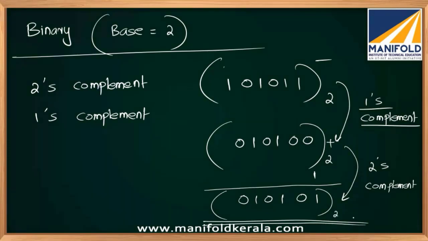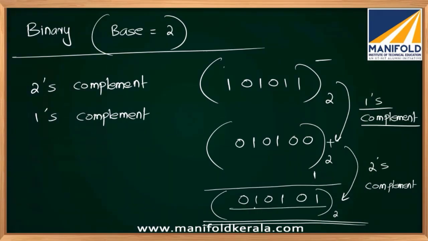Right? So this is how you find it. For getting the 1's complement, it is very simple. If a binary number is given and you want to find its 1's complement, just invert your individual bits. You will get the 1's complement. And you can add a 1 to that to get the 2's complement.